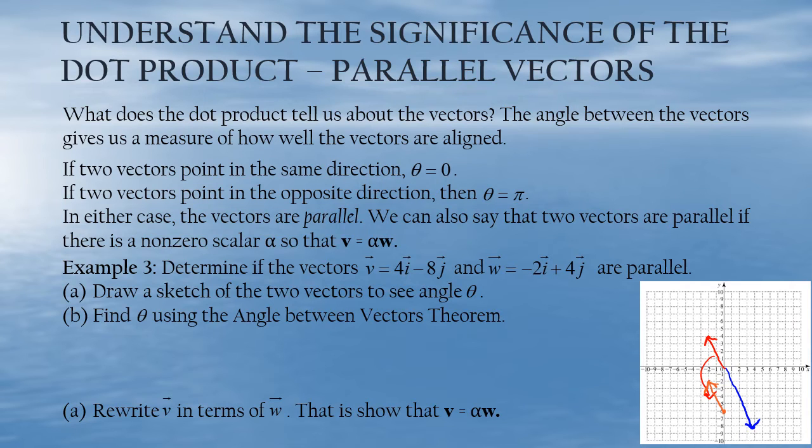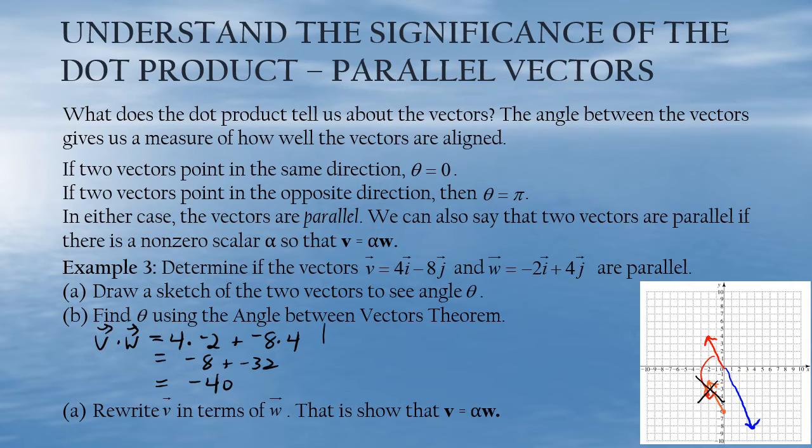So part B says, okay, find theta using the angle between vectors theorem. Now I'm going to cross out the vector that was in orange because we are working with the blue vector and the red vector. And so what we first need to do is, of course, find the dot product. So what is the dot product of v and w? That's going to be whatever 4 times -2 is, plus -8 times 4, or -8 plus -32, which is -40.